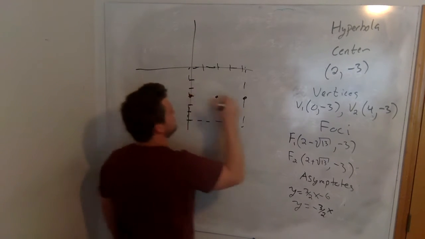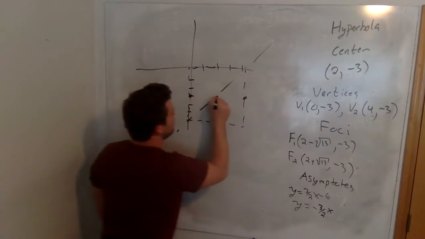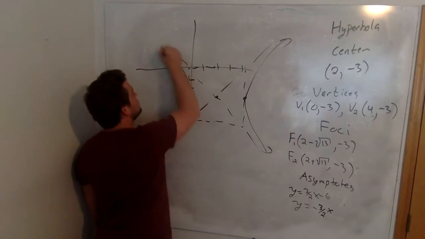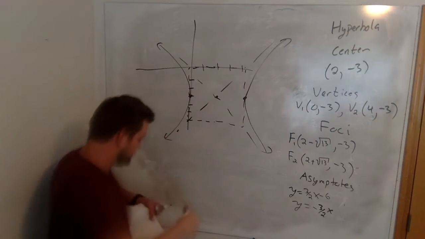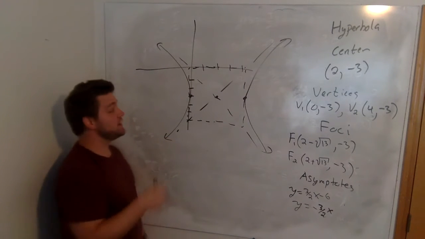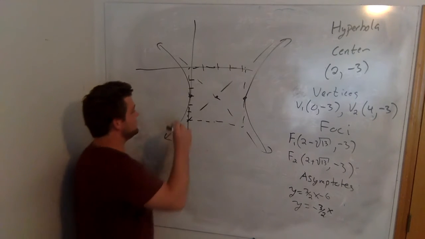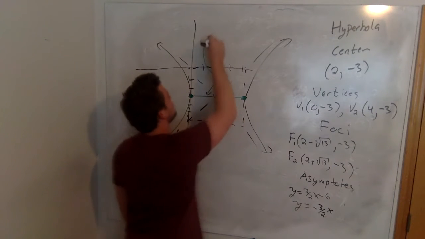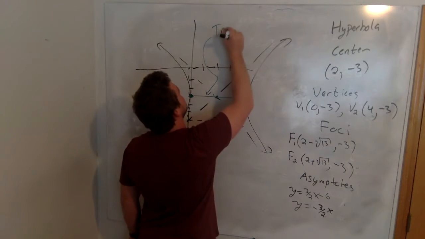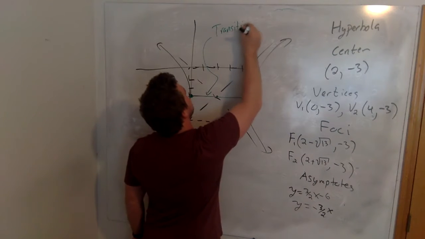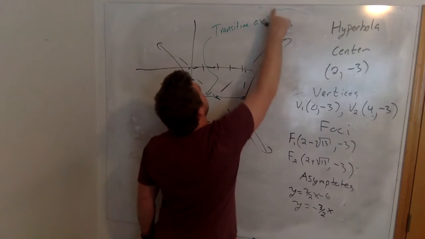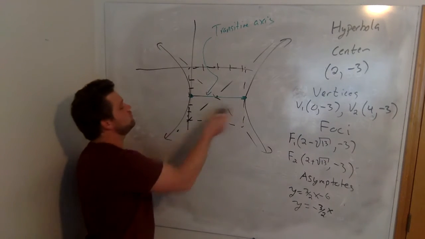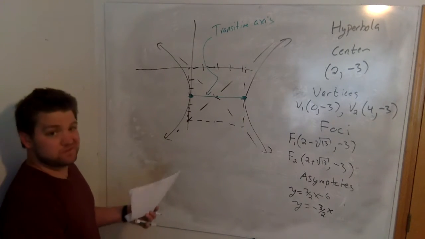Okay, just trying to sketch this really quick again. The line segment that connects the two vertices, this line segment here to here, is sometimes called, for the hyperbola, the transverse axis. And it's just the line segment that connects the two vertices.